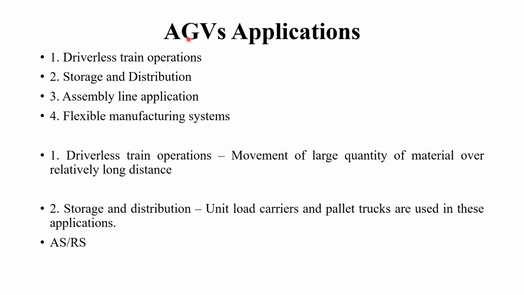Applications of AGV. AGV is mainly used in driverless train operation. It is also used for storage and distribution, assembly line application, flexible manufacturing systems. If you take a driverless train operation, it is the movement of large quantity of material over relatively longer distance. Storage means unit load carrier and pallet truck are used in this application. It may be either the ASRS, that is auto storage and retrieval system.